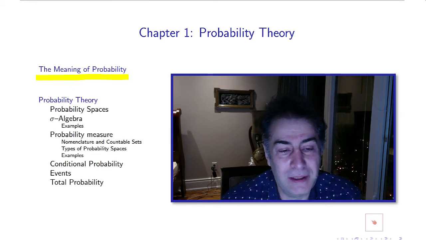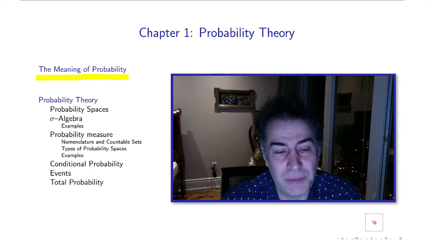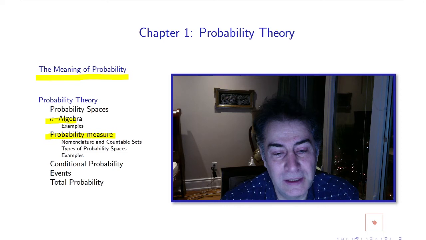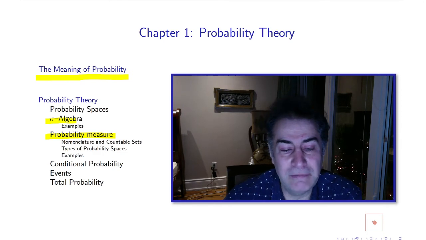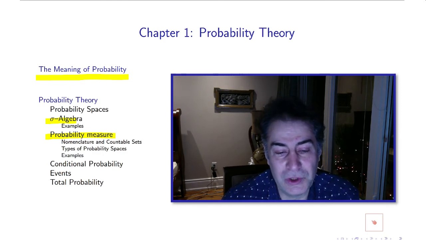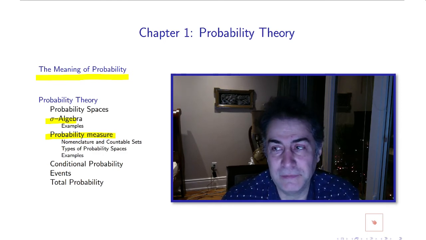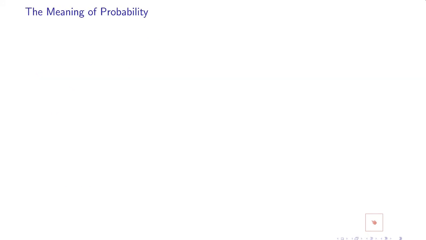So probability theory is based on probability spaces, and a probability space has three elements. You need to have a sample set, a sigma algebra, and a probability measure. Sigma algebra is defined on any set. We'll learn about these. Then we will talk about conditional probability and different events.